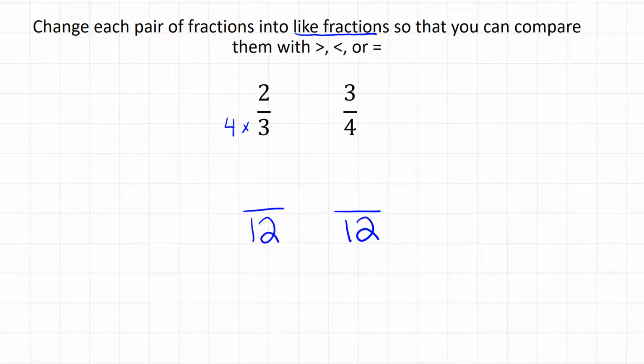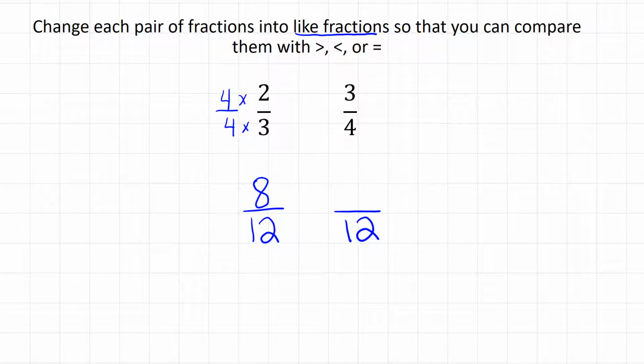So if I multiply the bottom by 4, I also have to multiply the top, which is the numerator, by 4 as well. I'm just going to write that as a fraction because when the numerator and the denominator are the same, you're technically multiplying by 1. So now I'm going to multiply the numerator, 2 times 4, to get my new numerator of 8. Perfect. So let's do the same to the second fraction.